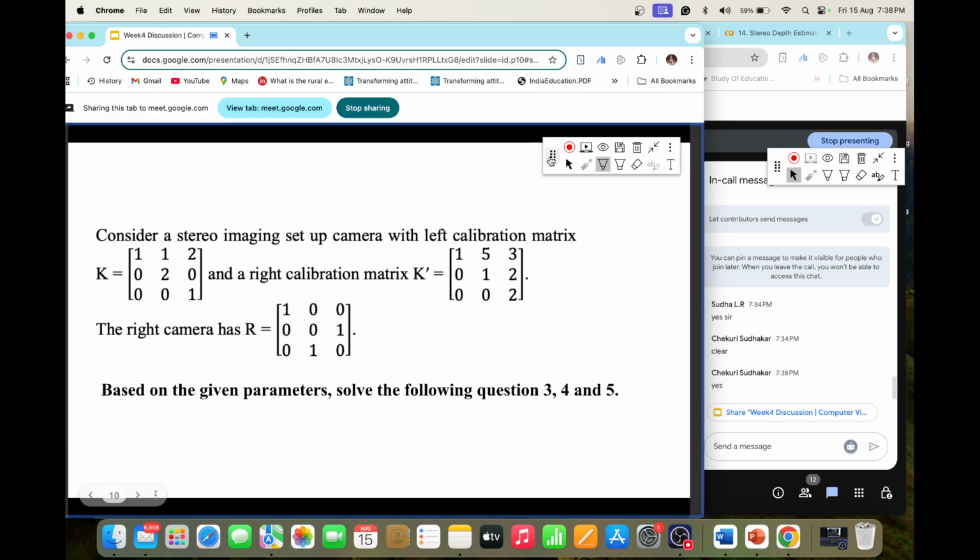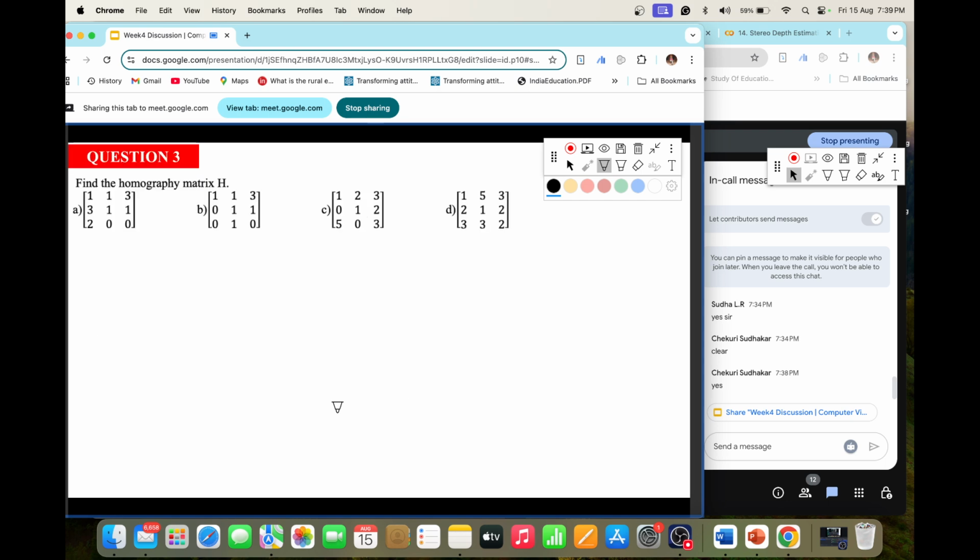Now this is the information for questions 3, 4 and 5. Consider a stereo imaging setup. We have K and we have K dash. This is the left intrinsic camera matrix and this is the right intrinsic camera matrix. We have R, the rotation for the right camera. Based on the given parameters, solve questions 3rd, 4th and 5th.